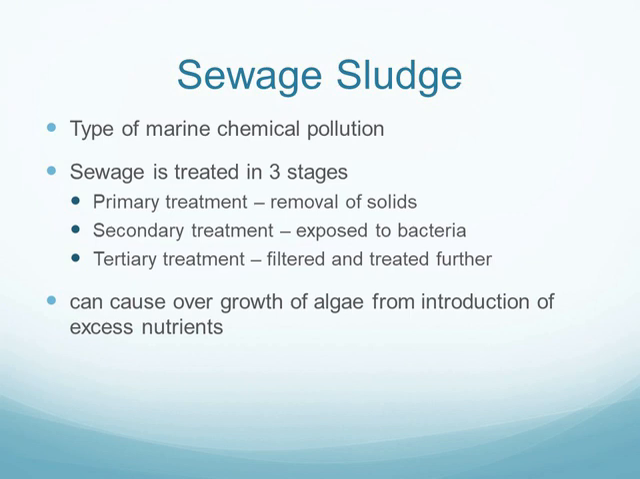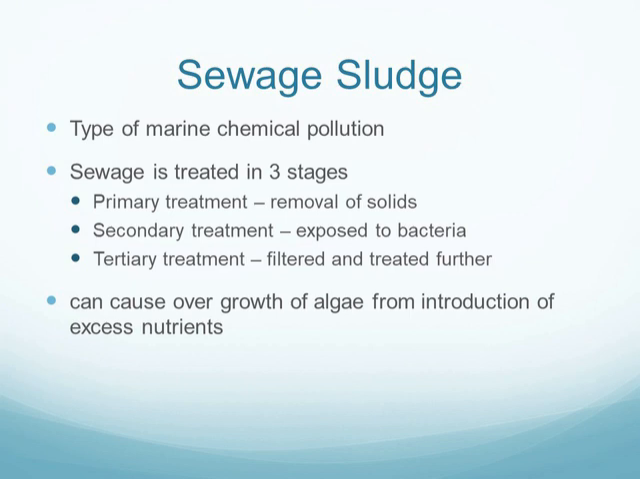Sewage is a type of chemical pollution in the ocean, because what sewage does is it transports nutrients into the ocean. And nutrients like nitrogen and phosphorus is what algae needs in order to grow more efficiently, because they're not really plants, but they're plant-like, right? So they need nutrients in order to grow and become more abundant. And sewage is an excellent source of those nutrients into the ocean.